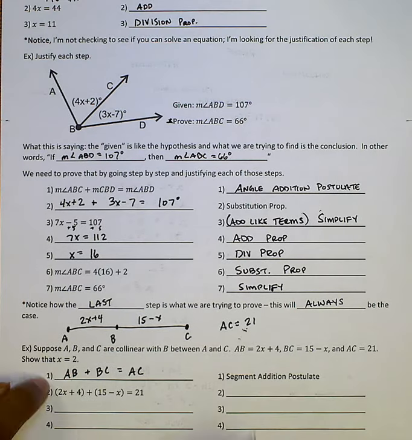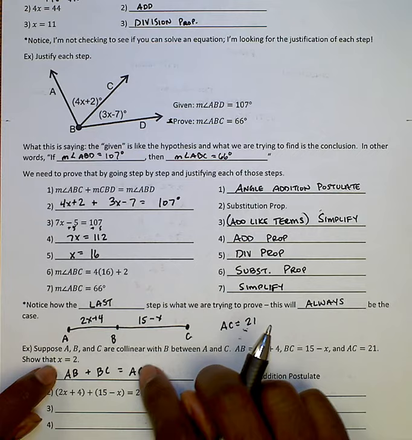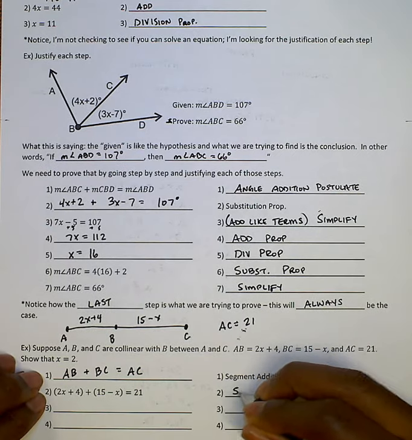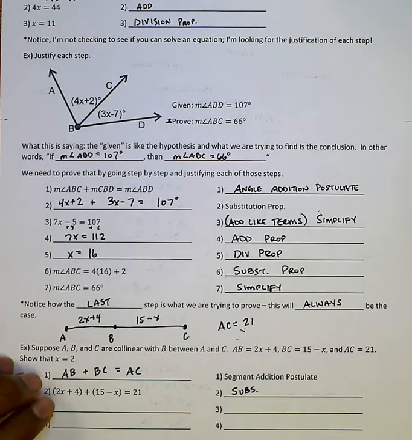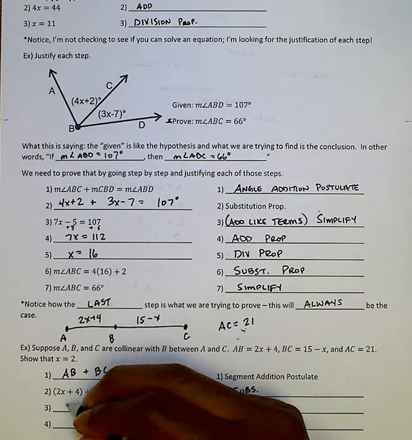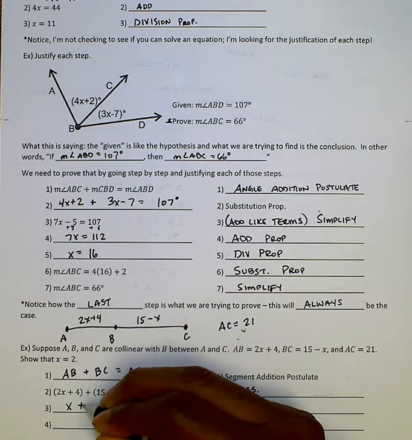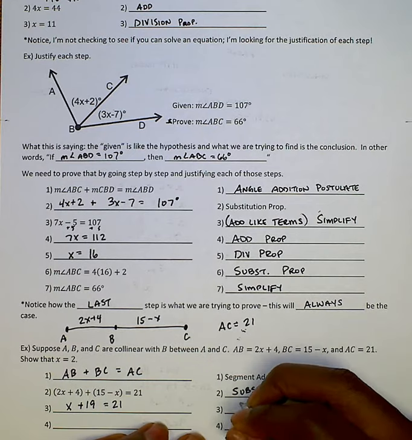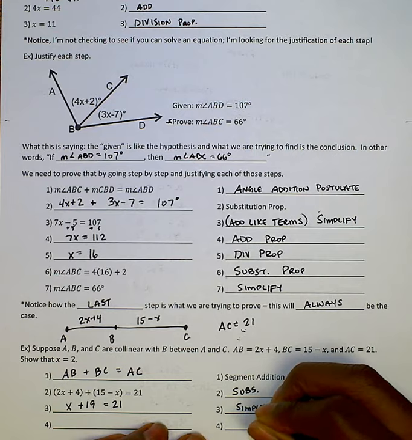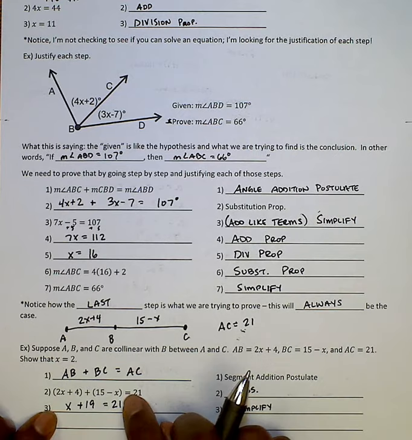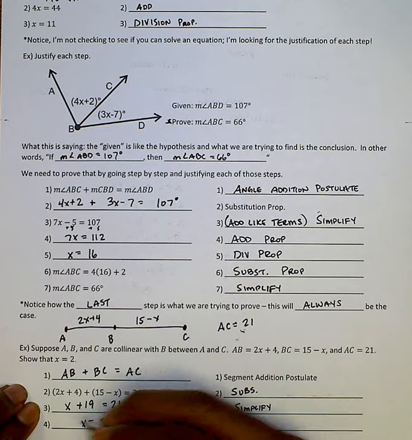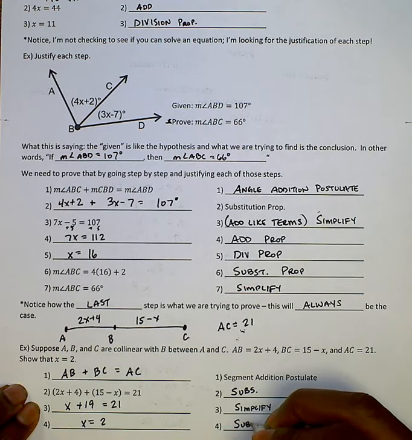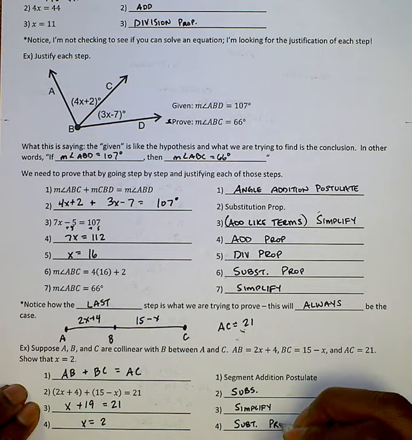From there, notice that all the numbers that correspond go in. That is substitution. Alright, from there I should probably add all my like terms together. So I'd have x plus 19 equals 21. That's just simplifying. And then I get x equals 2 because I subtract 19 from both sides.